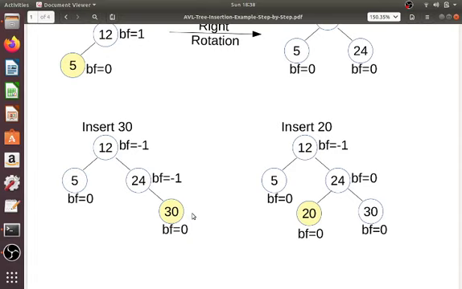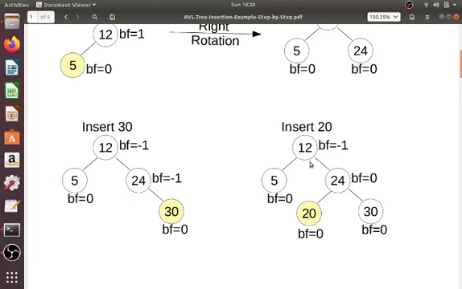After this insertion, the balance factor of 30 is 0, balance factor of 24 is minus 1 and balance factor of 12 is also minus 1. So after this insertion, the balance factor of all the nodes upwards in the hierarchy are in the permissible range of minus 1 to 1. After this, we carry out insertion of node 20.